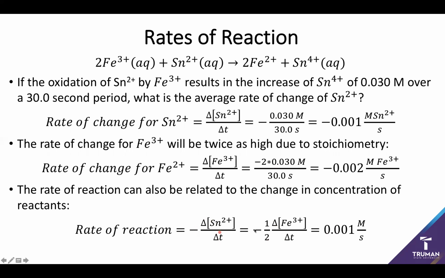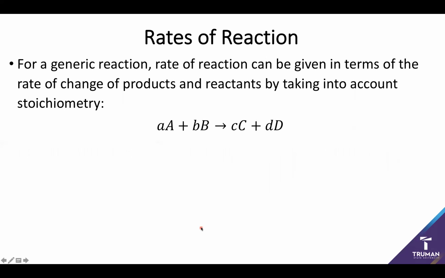So again, watch out for these negative coefficients. Since I've got a negative change in tin, I need to cancel that out with the coefficient. So we can expand this to a more generic sort of reaction: some amount of A plus some amount of B makes C and D.